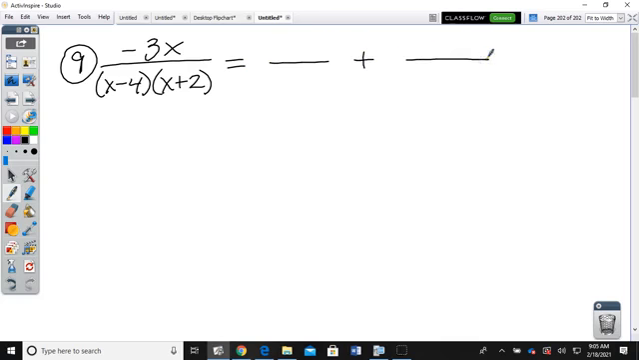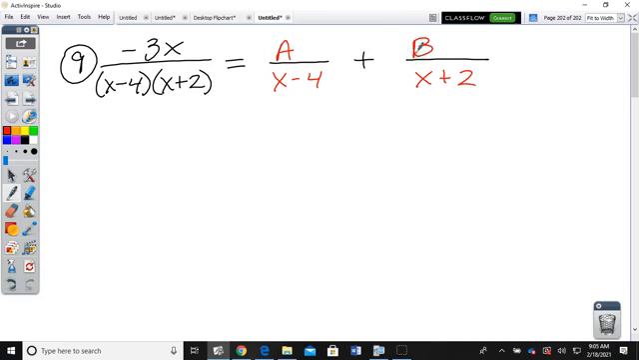I'm going to have 2 fractions. One of their denominators will be x minus 4. The other one will be x plus 2. Now we just have to find the numerators. What do we let be the numerators for now? A and B. Do you have to do A and B? No, you can do whatever you want to. I'm just going to do A and B.